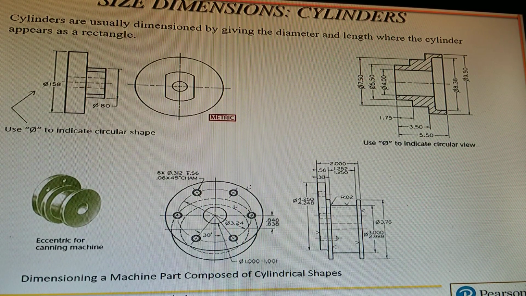Size dimensions for cylinders. In the upper left there, you have a diameter dimension. You basically have two diameter dimensions. And then the lower drawing in the middle there, you got a sort of a weird one, it's eccentric for a canning machine. That's pretty confusing on how they put those dimensions in there, but that's usually what happens right there. That's an actual drawing. And upper right is a section drawing with all the dimensions attached to it. Remember, start small, go out big.